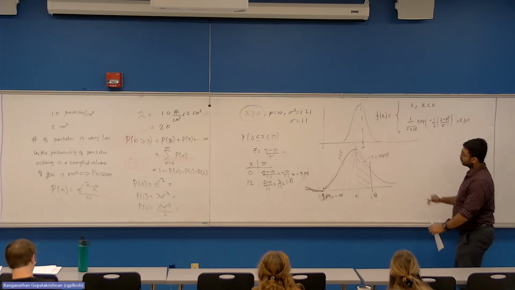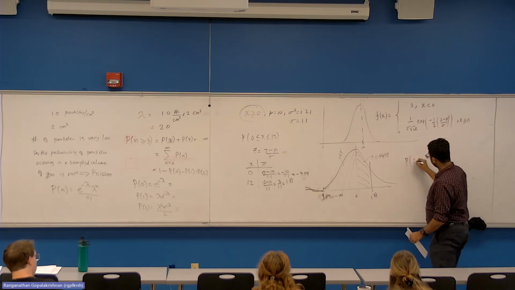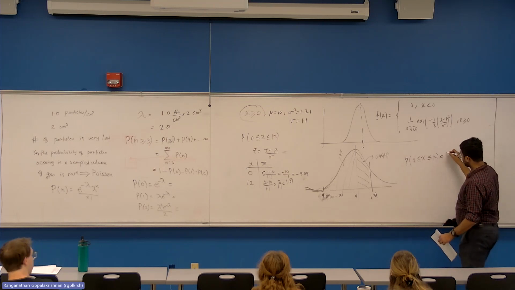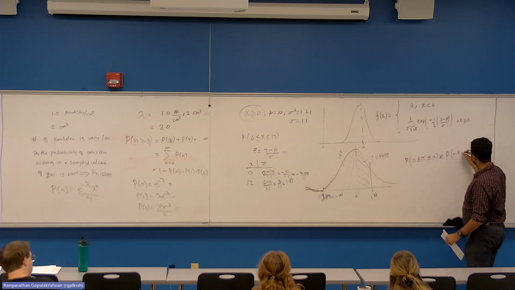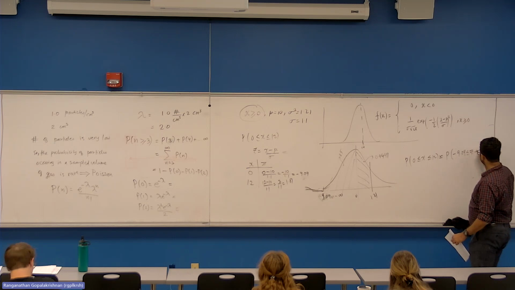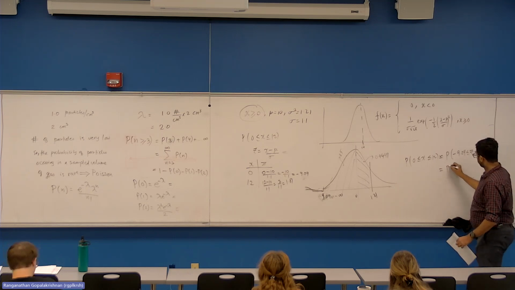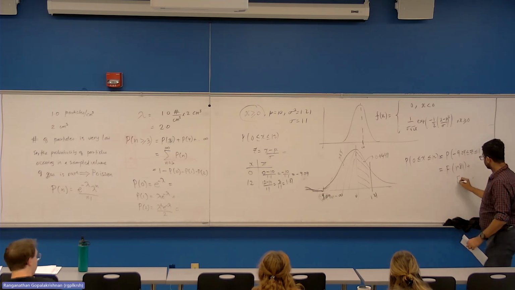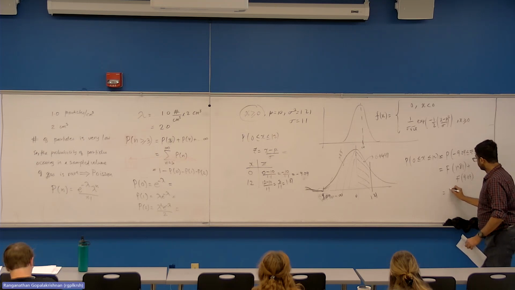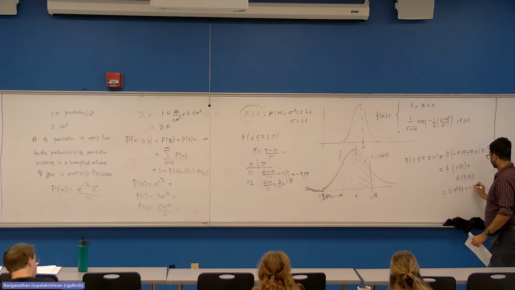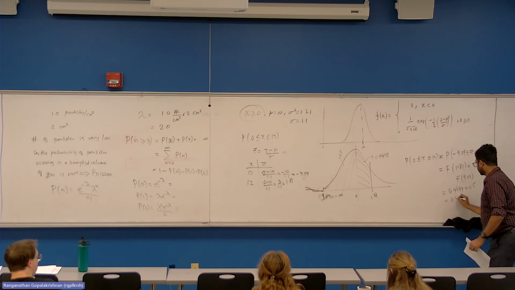So the answer you want to be getting is probability of 0 less than x less than 12 is approximately equal to probability of minus 9.09 less than z less than 1.81, which is F of 1.81 plus F of 9.09, which is 0.4649 plus 0.5, 0.9649.